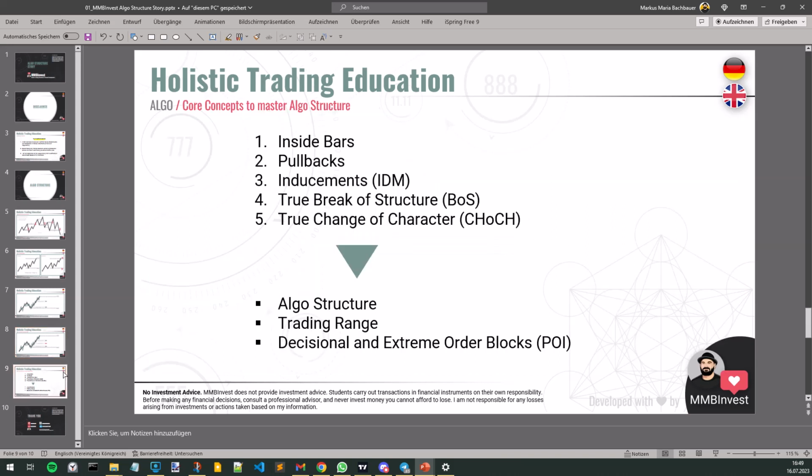And I want to keep this video short, as I said. What do you need to understand in order to master algo structure? You have to master inside bars, pullbacks, inducements, the true breaks of structure, the true change of character or market structure shift. Once you understand this, it will lead you to algo structure, to the trading range, to the decisional and extreme order blocks. And of course there's a little bit more about it, but these are the core concepts, the fundamentals for structure.